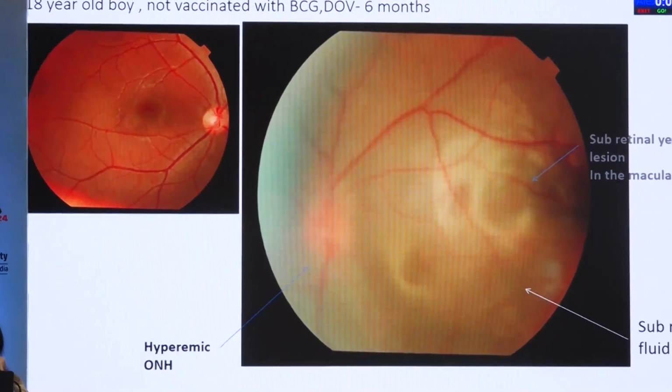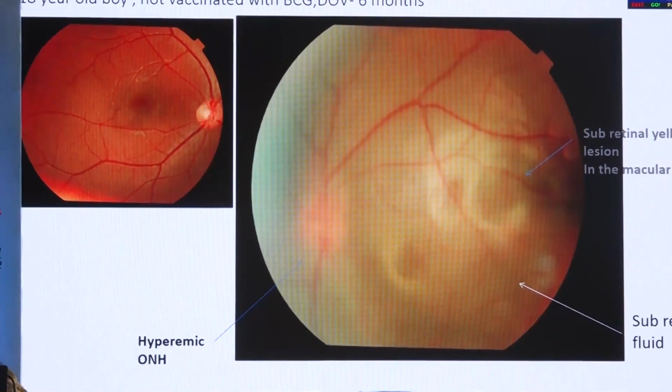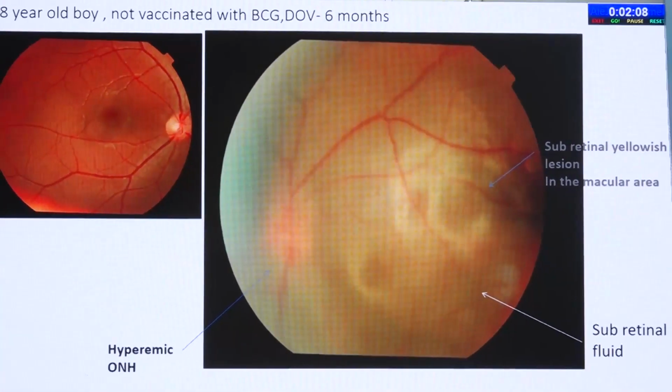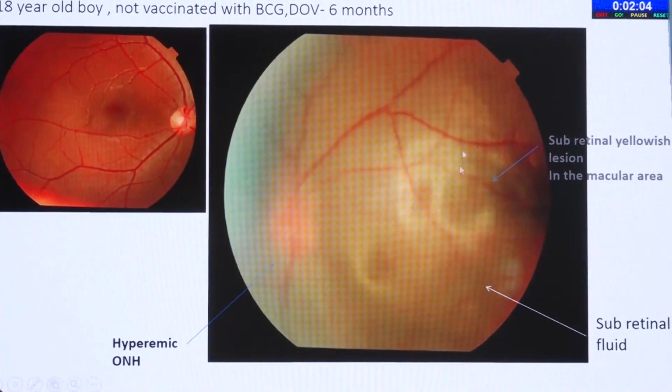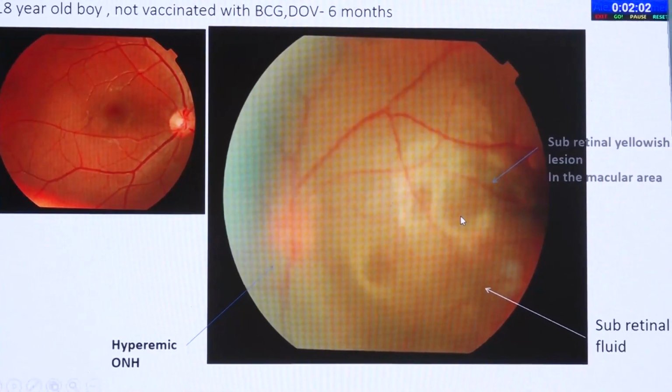So this is one of the case examples, where we have an 18-year-old boy, not vaccinated with BCG, with diminution of vision for the last 6 months. You see there's a kind of yellowish lesion in the macular area of the left eye.